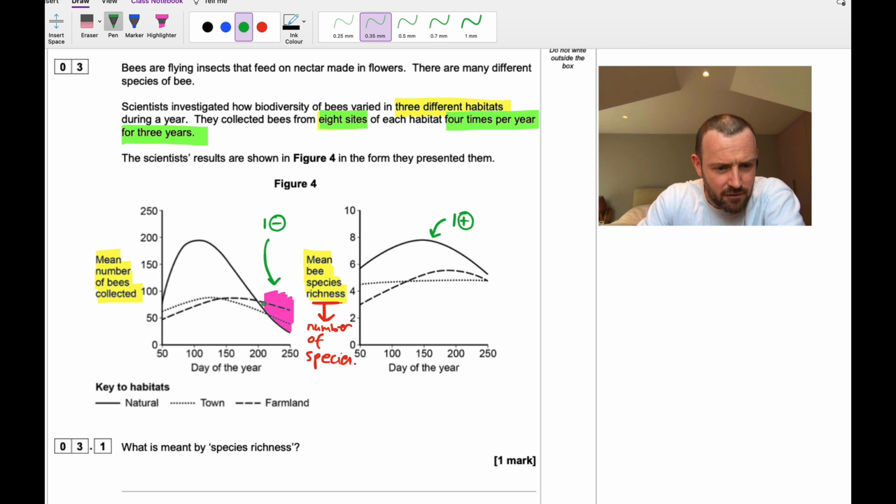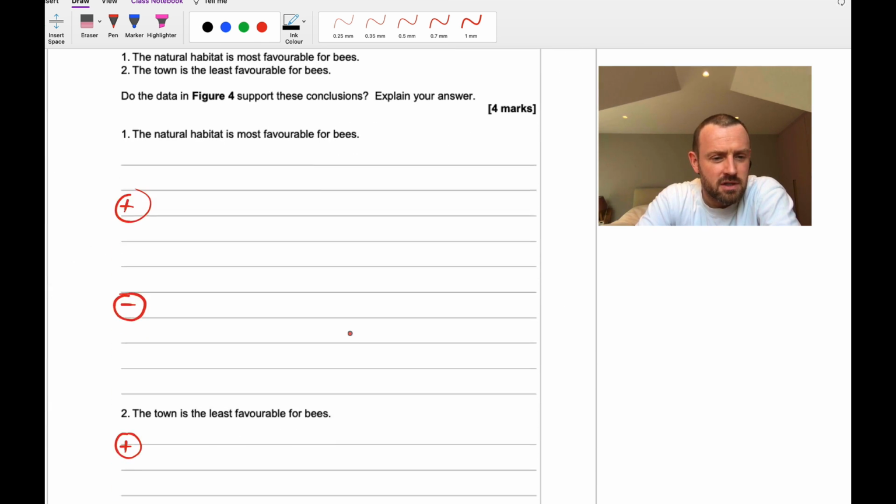So it looks like the farmland habitat has the greater number of bees after around, and we need to be precise with our answer, after around day 200. So that's how I would phrase it. So after day 200 of the year, the farmland habitat has a greater mean number of bees collected than the natural habitat. Okay. All right, let's go on to statement 2 and look for some evidence for and against.